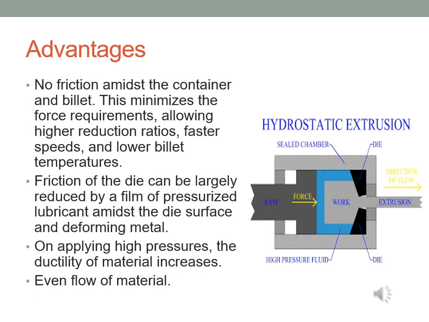What are the advantages? There is no friction between the container and billet. This minimizes the force requirements, allowing higher reduction ratios, faster speeds, and lower billet temperatures. Friction at the die can be largely reduced by a film of pressurized lubricant between the die surface and the deforming metal. On applying high pressures, the ductility of the material increases. There is an even flow of material.